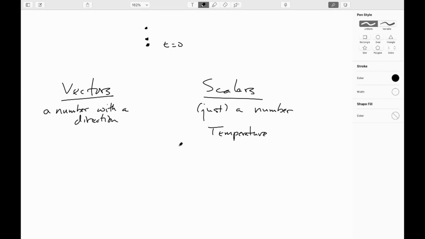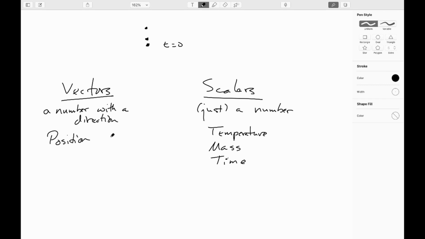Or we could be talking about an object's mass. Whatever the number that gets read on the scale, that's the mass. Time's a scalar. All you gotta do is read the number off the clock, and that's everything we need to know about time. Well, what are some examples of things that we need to worry about direction with? Well, one of them would be position.